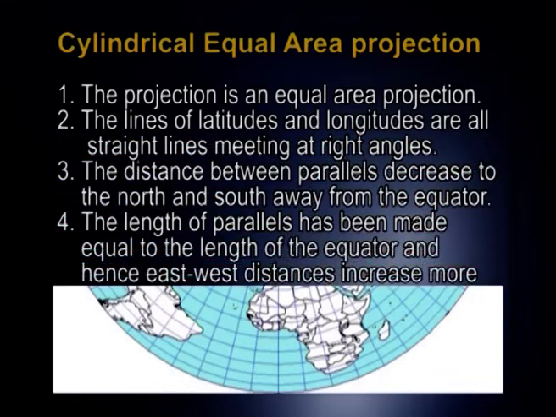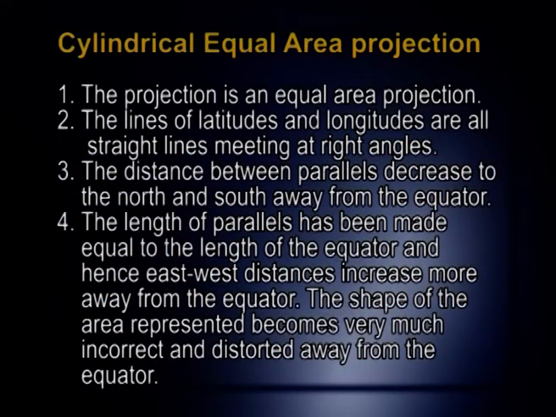Properties. Number 1. The projection is an equal area projection. Number 2. Lines of latitudes and longitudes are all straight lines meeting at right angles. Number 3. The distance between parallels decreases to the north and south away from the equator. Number 4. The length of parallels has been made equal to the length of the equator and hence east-west distances increase more away from the equator. The shape of the area represented becomes very much incorrect and distorted away from the equator.